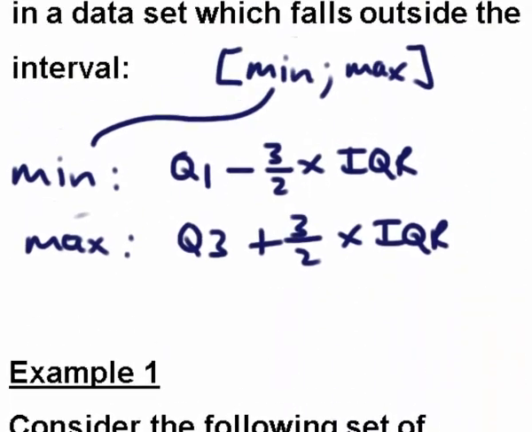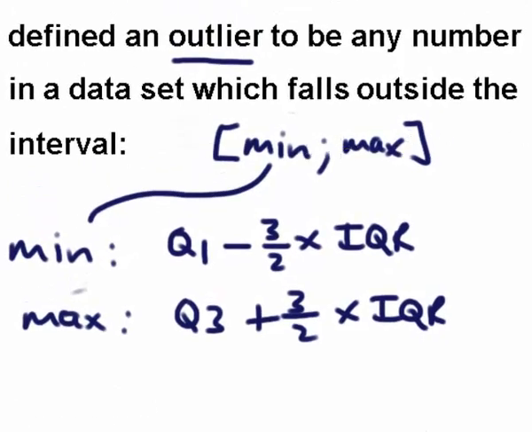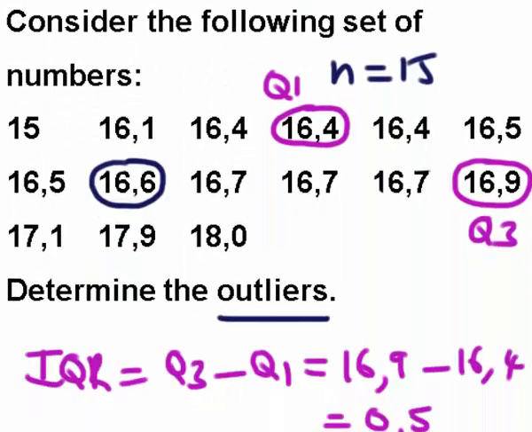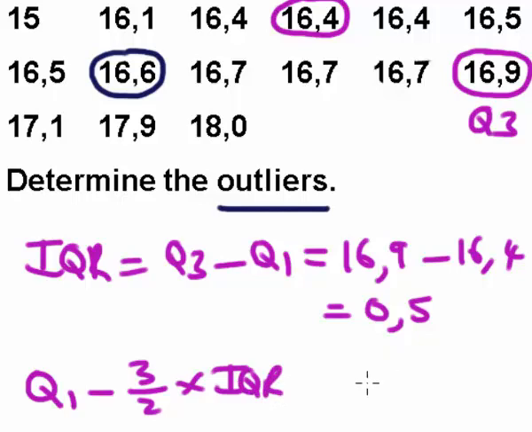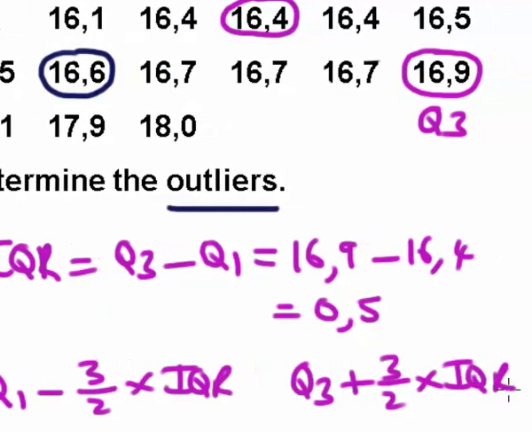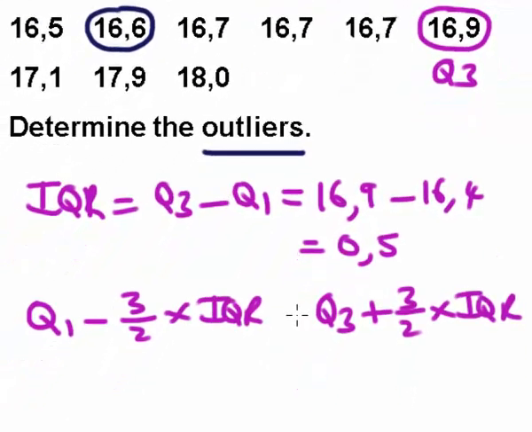Now let's get the interval to determine which of the scores are outliers. For the lower bound, we take the lower quartile and subtract 3/2 multiplied by the interquartile range. For the upper bound, we take the upper quartile plus 3/2 multiplied by the interquartile range. Now let's see what this comes to. The lower quartile is 16.4.